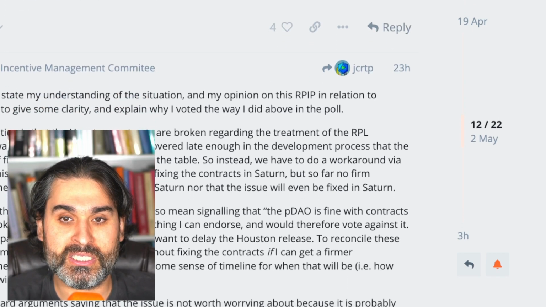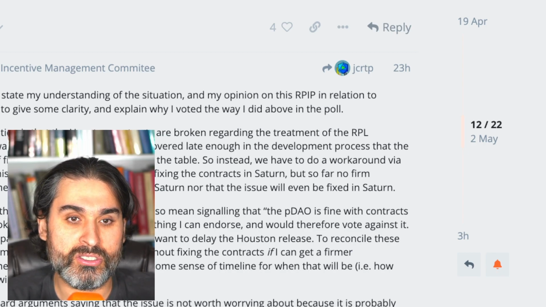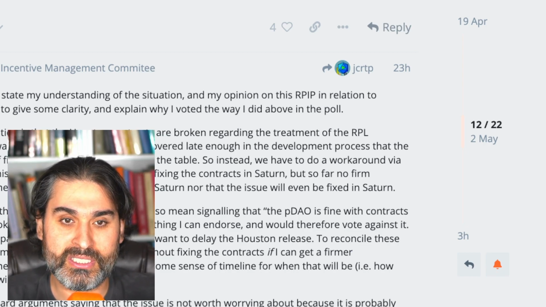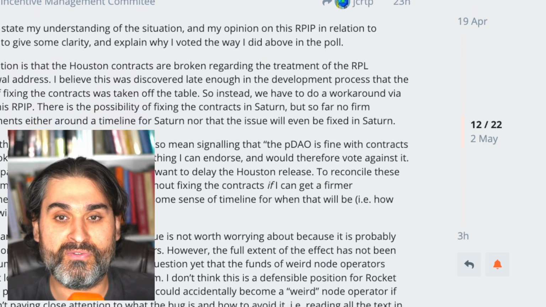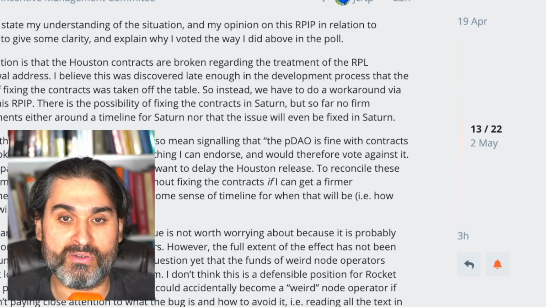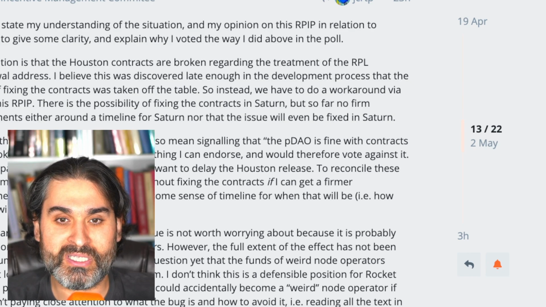My opinion is that this RPIP in relation to Houston, to give some clarity, I explain why I voted the way I did in the poll. It says the situation is that Houston contracts are broken regarding the treatment of RPL withdrawal addresses. I believe this was discovered late enough in the development process that the option of fixing the contracts was taken off the table. So instead we have to do a workaround via this part of the RPIP. There's a possibility of fixing the contracts in Saturn, but so far no firm commitment either around the timeline for Saturn, nor that the issue will even be fixed in Saturn.